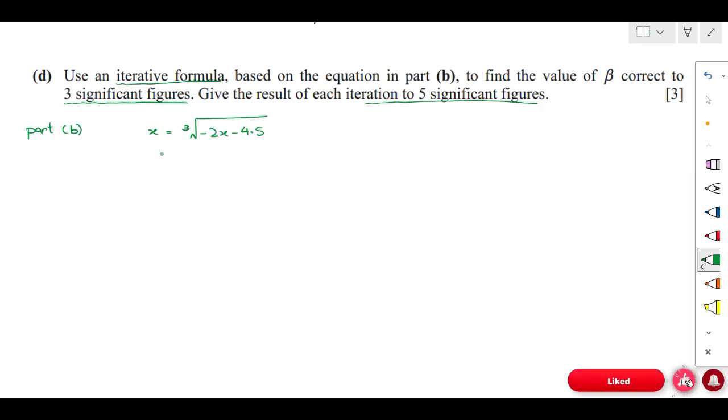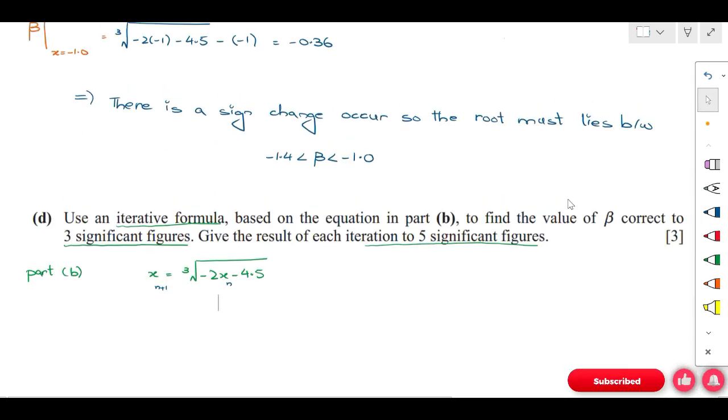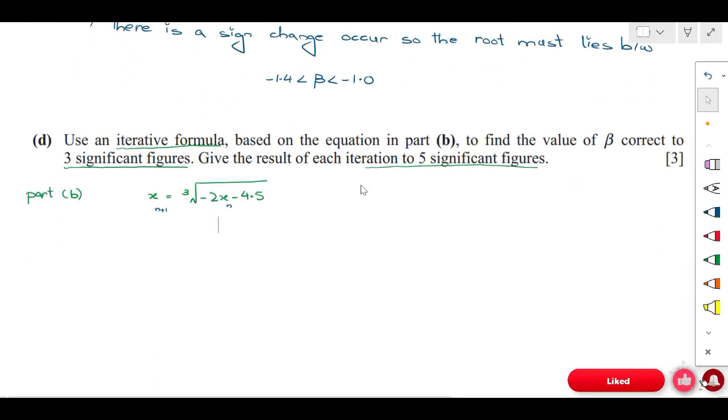Make this an iterative formula. So how do we make it an iterative formula? In the subscript we wrote n plus 1 and here we wrote x subscript n, right? So for the iterative formula and the initial guess, we need the x naught. X naught we can pick between minus 1.4 and minus 1. Okay, so we can take the initial guess minus 1.2, right?